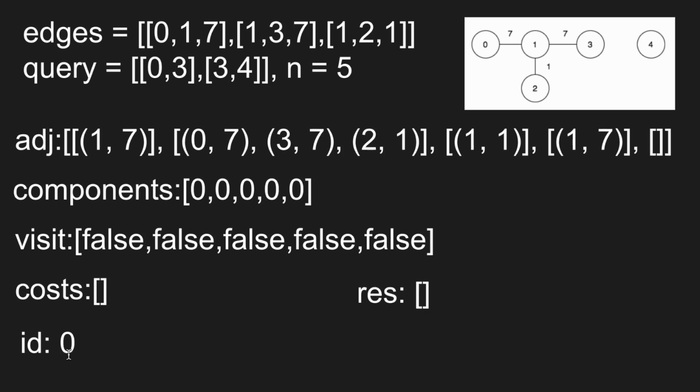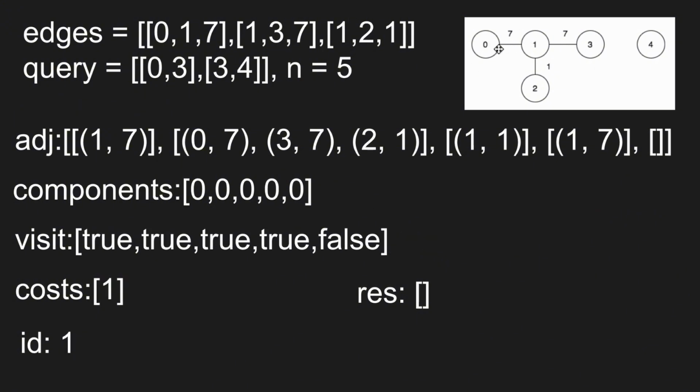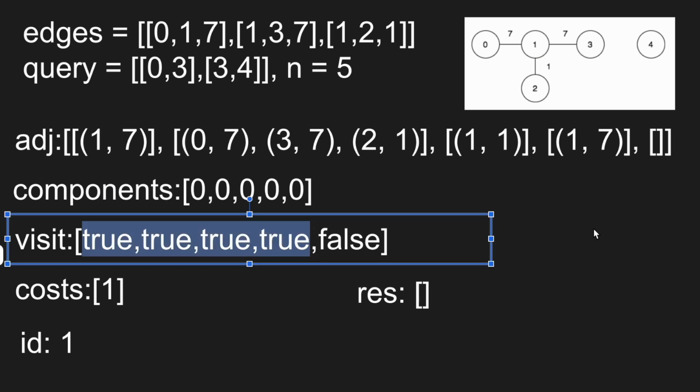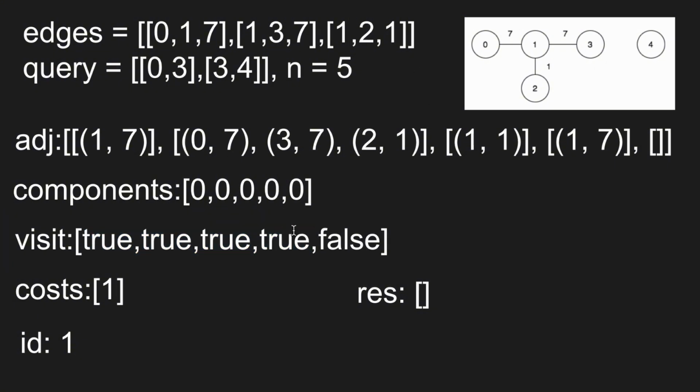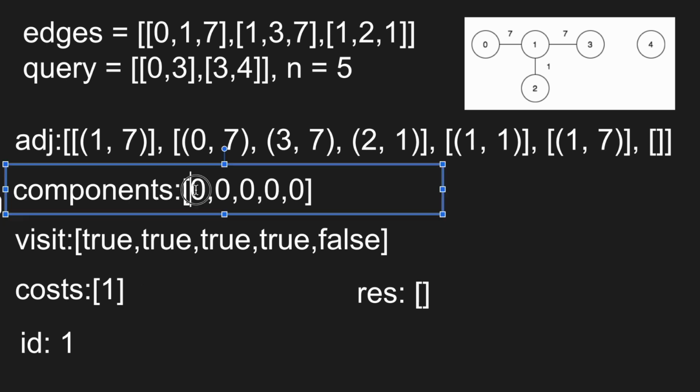So we will start at node 0, and it will represent ID 0 since it's the first one. And when we do a BFS through node 0, node 0, node 1, node 2, and node 3 will all have been visited, so it will be changed to true. And when we do a traversal among all these nodes, the cost would be 1 total, and they all belong to ID 0. So 0, 1, 2, 3 will now be set to 0 permanently.